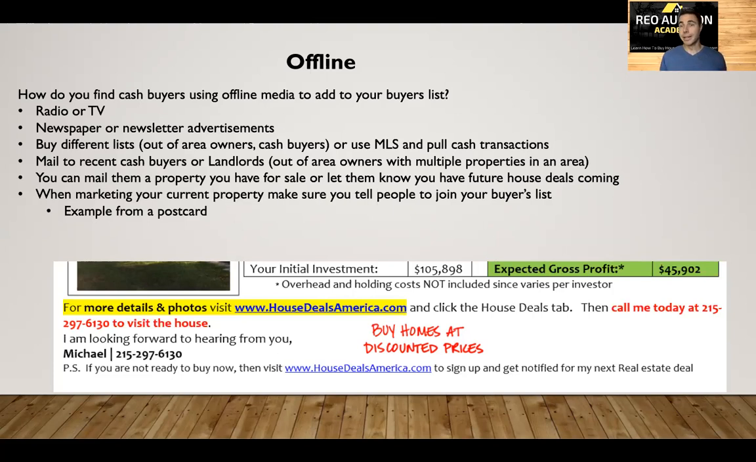Other things, I'll give some examples. For newspaper, in the rural markets, newspapers still work. There's a real estate wanted section. You could post an ad there and people would sign up, especially in the rural markets. That works well.